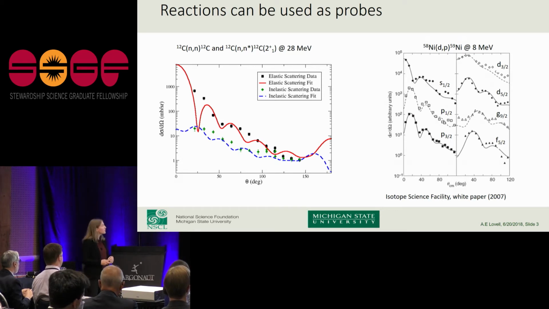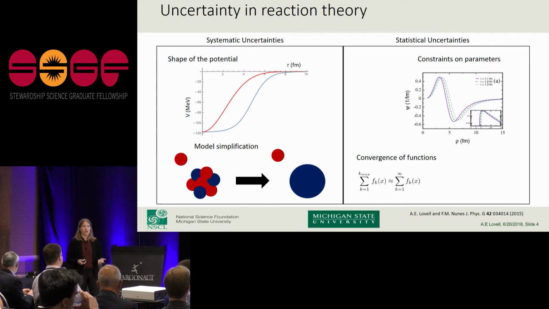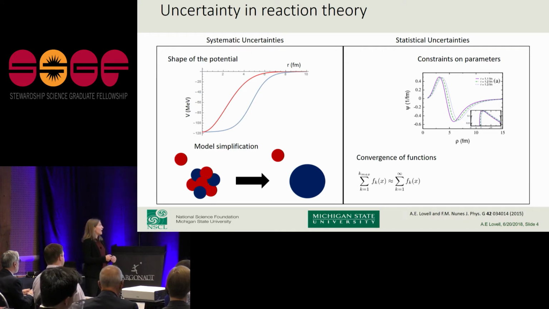And so the thing is, we make a lot of approximations when we do our reaction theories, and these introduce uncertainties into our calculation, which can broadly be described in two types. Systematic uncertainties, which come from the shape of the model that you're using or the shape of the interaction. Have you used a Woods-Saxon potential, or are you using a Gaussian? Simplifications that come into your model.